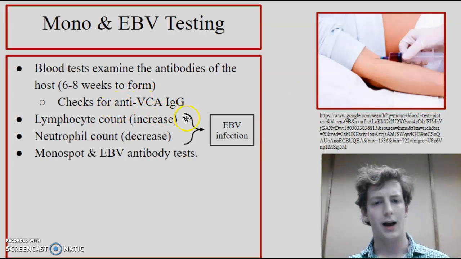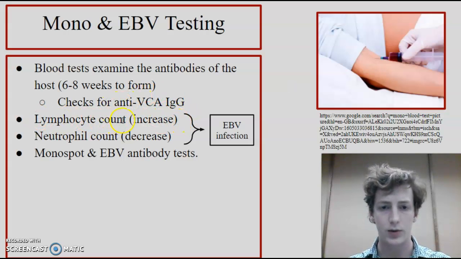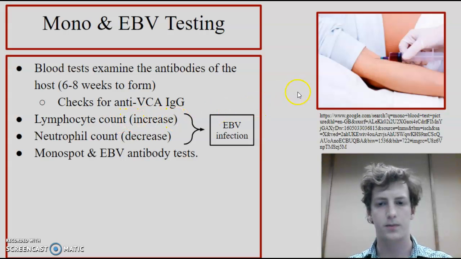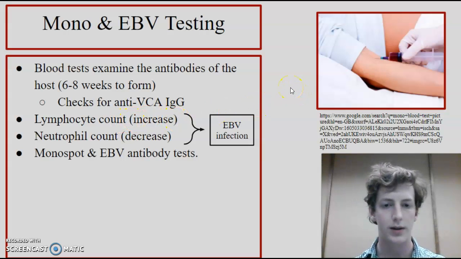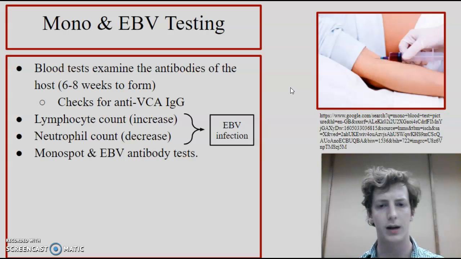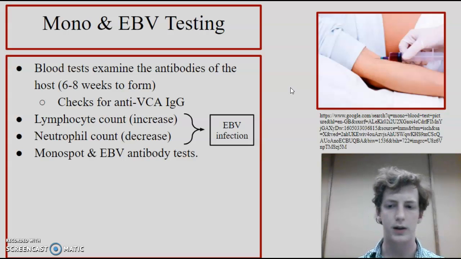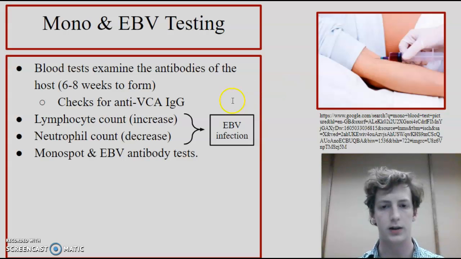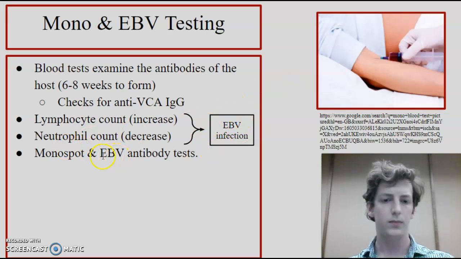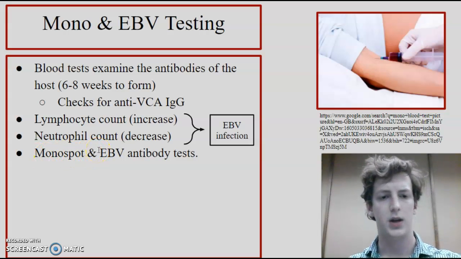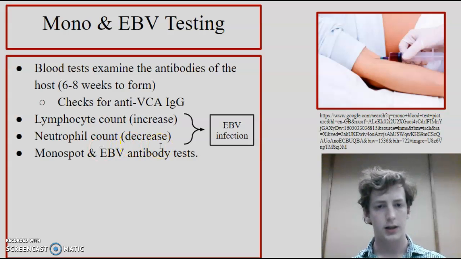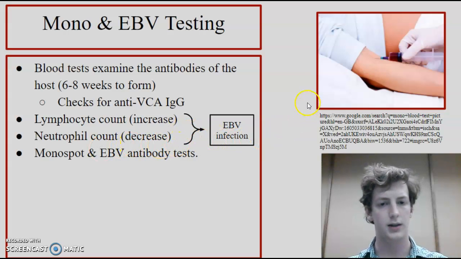Another way to judge whether you have mono is by lymphocyte count. An increase in lymphocytes may denote that you are infected with EBV, and a typical lymphocyte count is about 1,000 to 4,800 micrograms per liter. If neutrophil count decreases, then you could also be infected with EBV. And the two blood tests that may be conducted are monospot and EBV tests. Monospot checks for heterophile antibodies, and the EBV antibodies test checks for other antibodies.